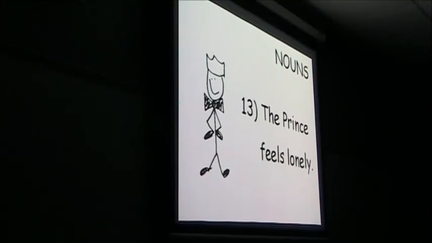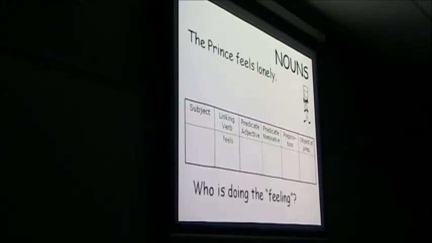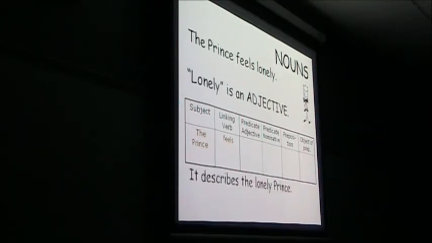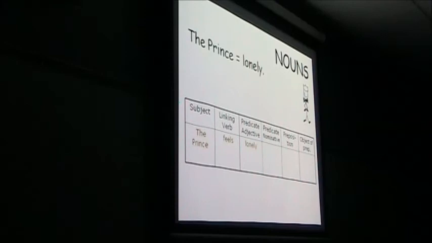So 13, the prince feels lonely. Who is doing the feeling? The prince. And then I say to myself, what else is the prince? He's lonely. But now what do I do with that word? Now I have to say, is lonely a noun or is it an adjective? That's an adjective describing the prince. So this is called a predicate adjective. So the prince equals lonely, but I put lonely in my predicate adjectives box because it's describing the prince.